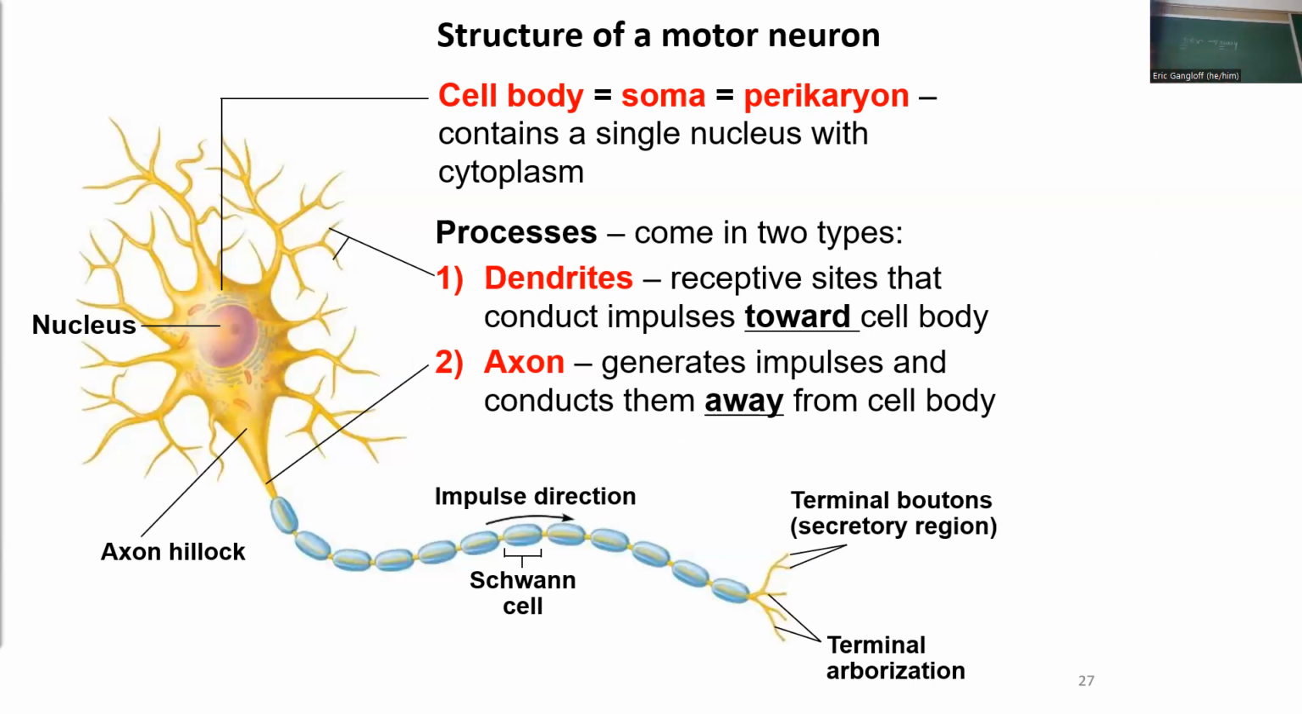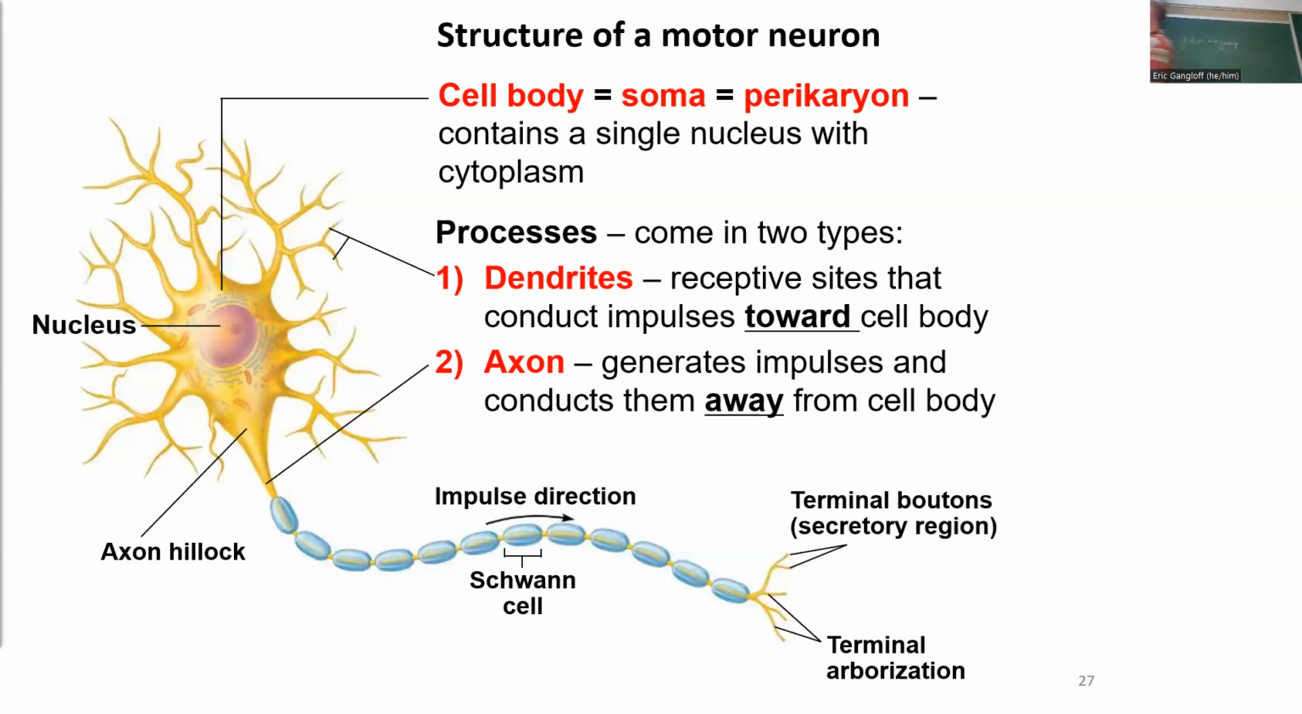Anyway, we can't really see it in this diagram, but in your notes you can see these little button-shaped features on the end. And that's where neurotransmitters are secreted after the electrical impulse travels down. We'll get into that in more detail. I just want to orient you here first.